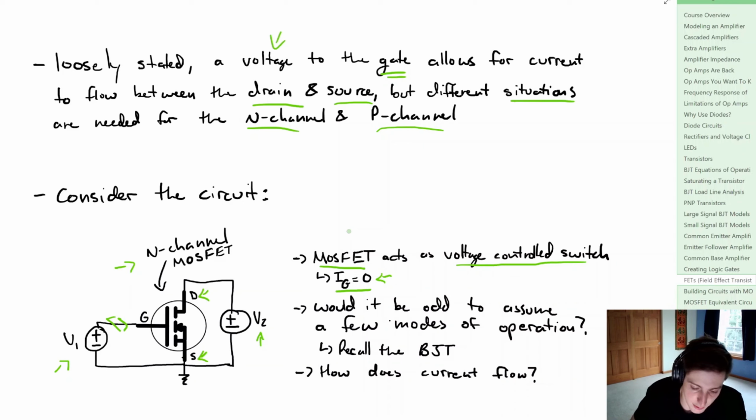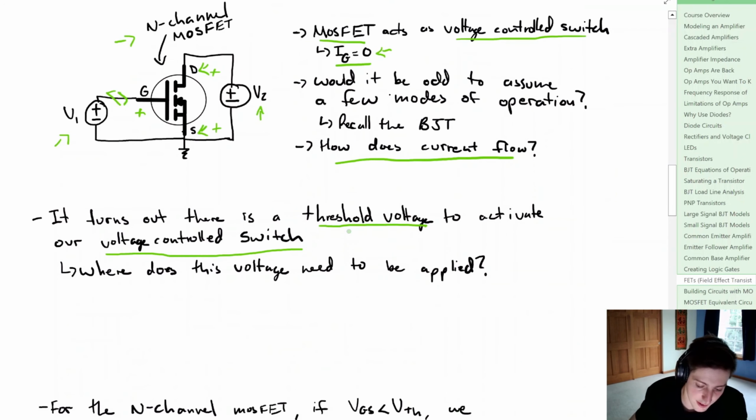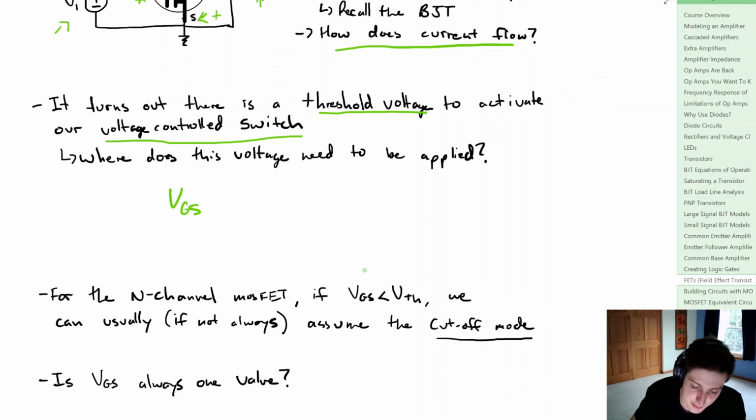And from our exposure to BJTs, would it be so odd to assume that there are a few modes of operation? It turns out that to even make the current flow, we need to be above some threshold voltage. And this threshold voltage is what's really going to activate our voltage-controlled switch. Now, where does this voltage get applied? It turns out that it is the differential voltage between the gate and the source. For the N-channel MOSFET, if VGS is less than that threshold voltage, then we usually can assume that we are in the cutoff mode, unless something odd is going on.